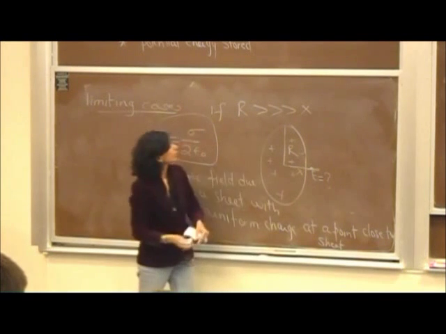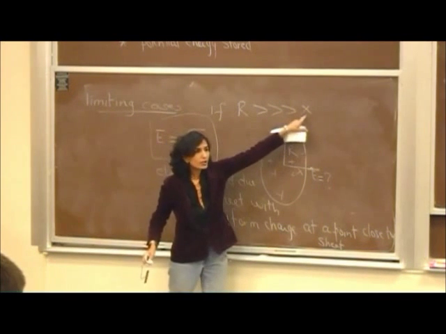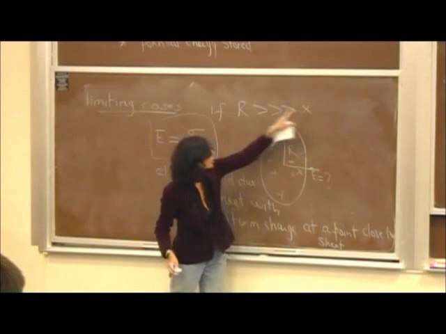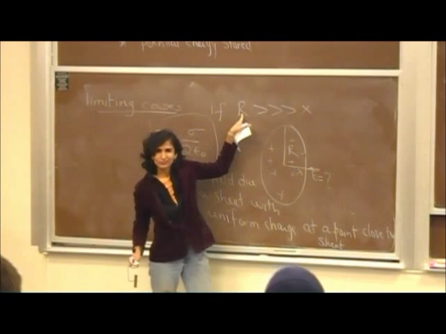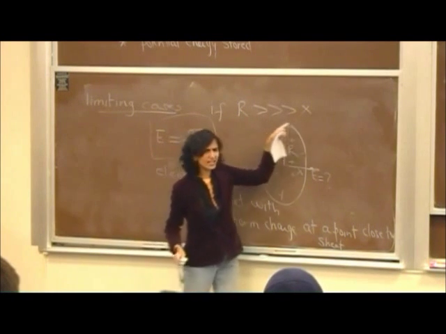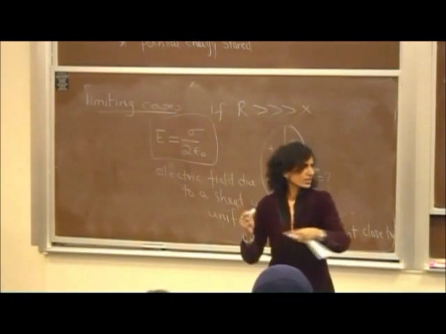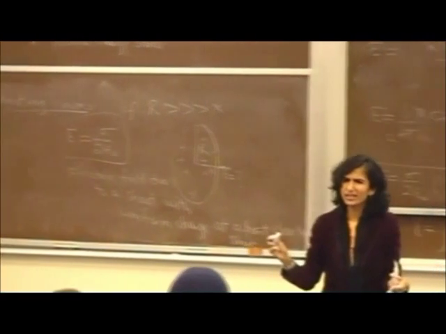And when I say at a point close to the sheet, this is what I mean. Where you are finding the electric field is a lot smaller than the dimensions of the sheet. Is everybody convinced that in these cases, whether it's square or circular or rectangular wouldn't matter really?